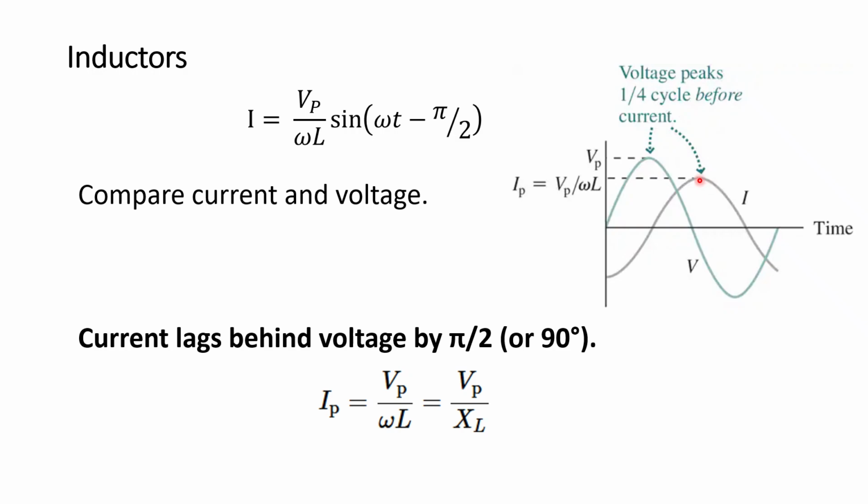Also, I want you to see peak voltage, this little bit right here, Vp over omega L. Let's think about how this might relate to Ohm's law. So peak current is Vp over omega L, and we're going to call that denominator X sub L, just like a capacitor. Remember, we had capacitive reactance, X sub C. Well, now we've got a similar term, X sub L, for an inductor.